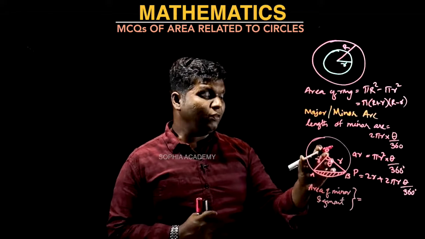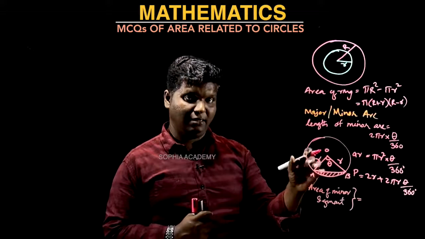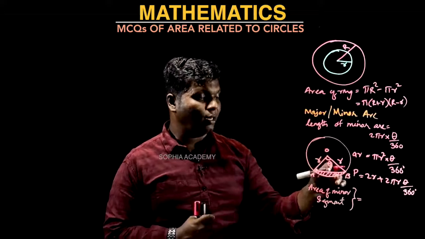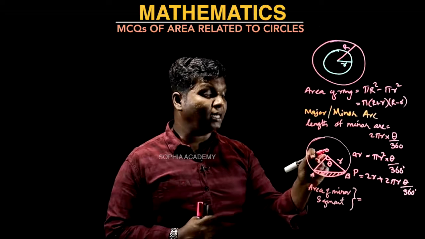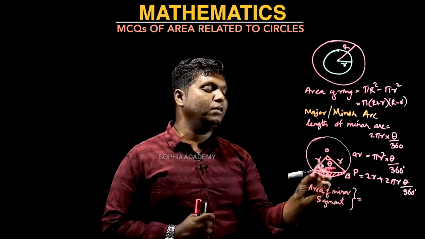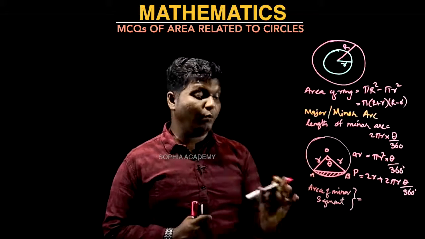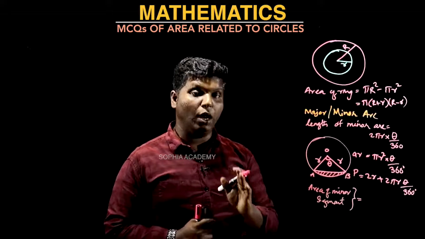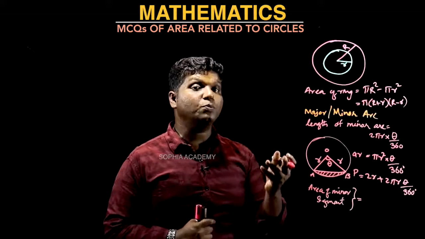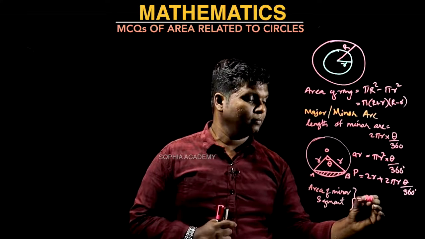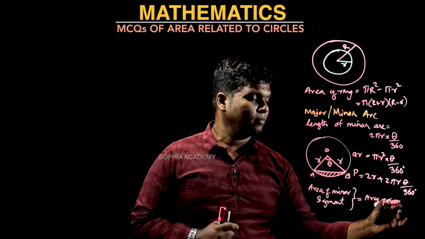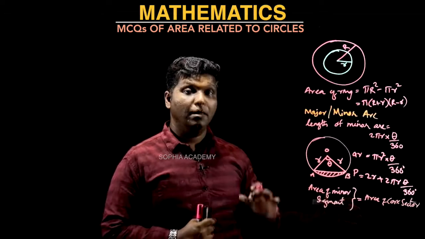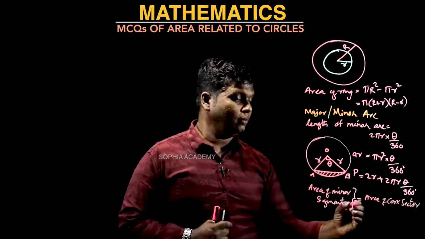See, if you know the area of the minor sector and if you know the area of this triangle, then the area of the minor sector means the total area, minus the area of this triangle, and definitely the left area will be the area of this part. That is what we call the minor segment. So we can say the area of the minor segment will be equal to area of the corresponding sector minus area of the corresponding triangle.